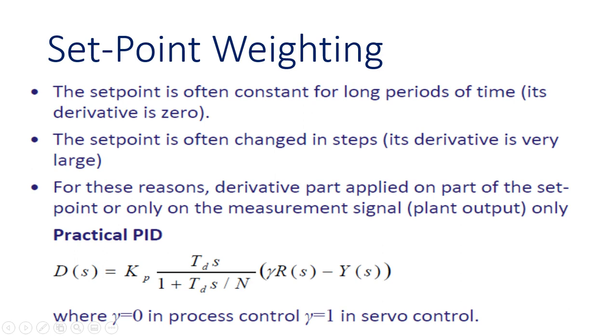But in process control, we normally have a constant input. In that case, you put gamma equal to 0 so that your variation is with the output. But you put gamma equal to 1 when you have some reference control, or you are working on servo control. Servo control means that you are working on reference tracking.